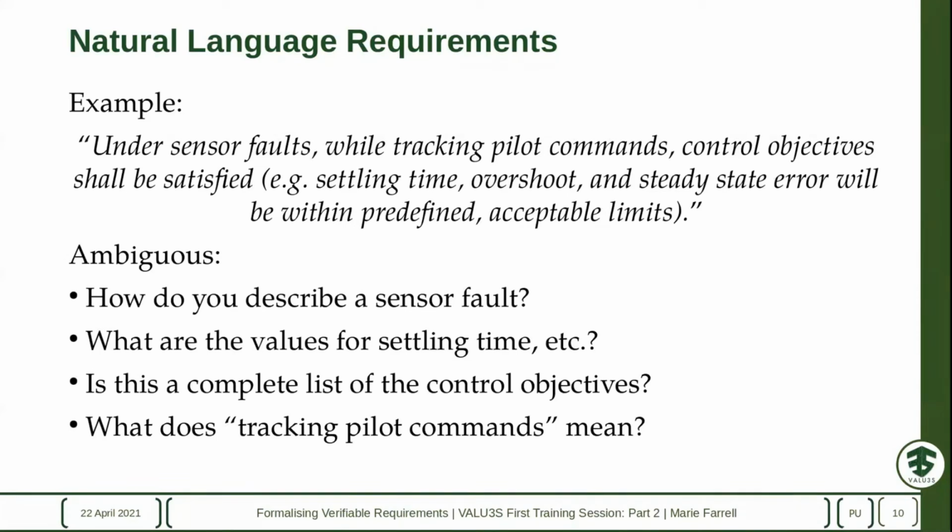And it's not even clear if what is within the brackets is a complete list of the control objectives. And of course, I hadn't much experience with this sort of system before this project. It's not even clear what tracking pilot commands means in this context. Now, of course, the person developing this will know what these things mean, but these things should be made explicit in the requirements so they're traceable from the beginning until the end. So, what were we going to do about it?